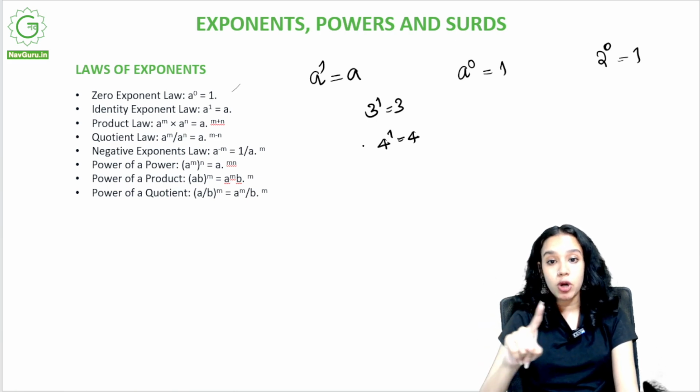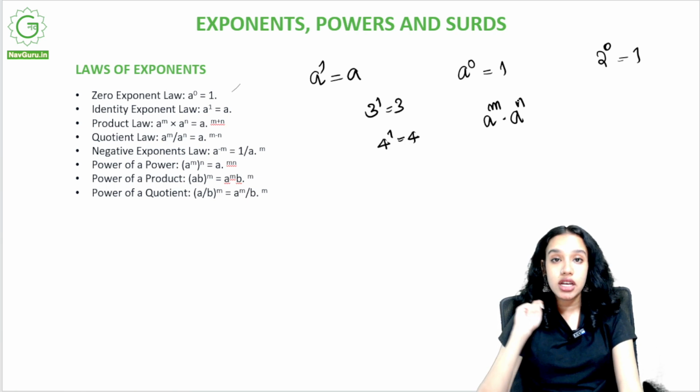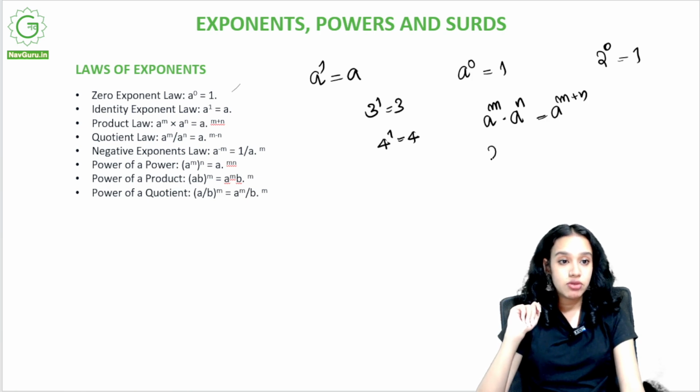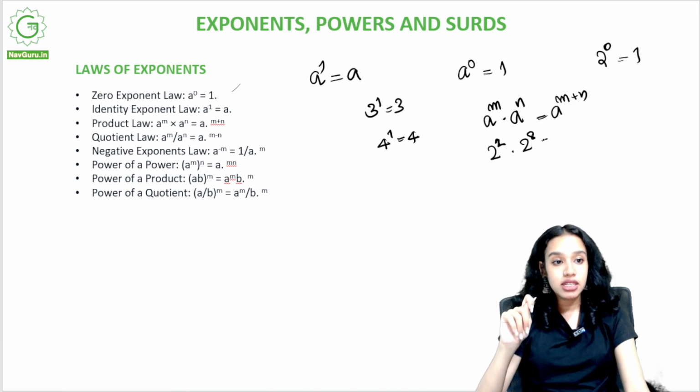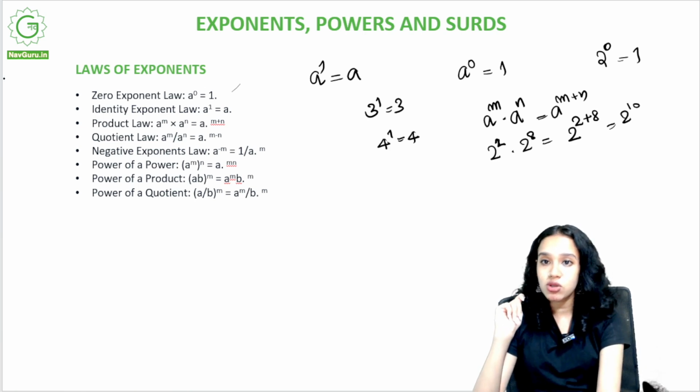Now, we have the product law, which we just talked about a little bit before, that a raised to m is multiplied by the same base a, which is raised to another number n. We get a raised to m plus n. For example, we have 2 raised to 2 into 2 raised to 8. How do we find this? We'll keep the 2 here and we'll add the powers, which is equal to 2 raised to 10. Now we have to find what is 2 raised to 10, right?